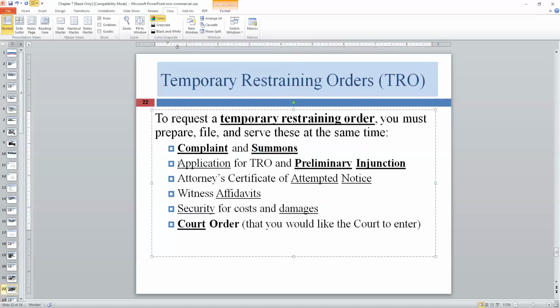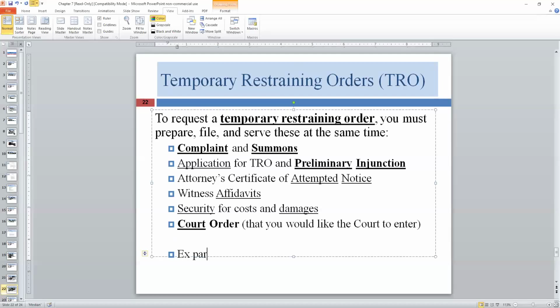Then, in addition, you're going to want to have an application for a TRO and an application for a preliminary injunction. Preliminary injunction is the second phase. We do the TRO first, then we're going to get the preliminary injunction. You're going to need an attorney's certificate of attempted notice, or maybe of attempted conference. Temporary restraining orders are oftentimes ex parte. Let me type that word for you so you can see what it looks like.